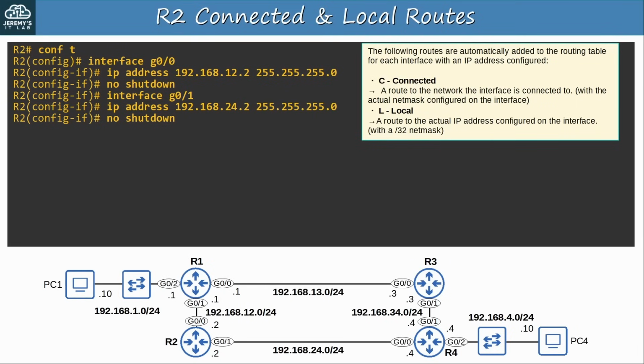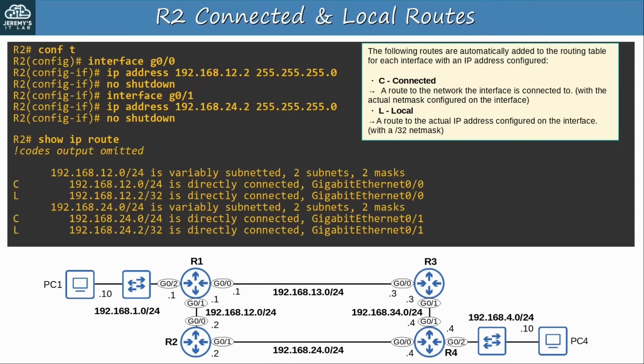And then the local routes are to the exact IP addresses configured on R2's interfaces. So there should be a route to 192.168.12.2/32 and a route to 24.2/32. Okay, here are the routes. Note that for the sake of space, I'm not showing all of the different codes listed at the top of the output. Remember, C means connected and L means local. Anyway, as expected, R2 has 2 connected routes, one to 12.0/24 and one to 24.0/24. Also, it has 2 local routes, one to 12.2/32 and one to 24.2/32.